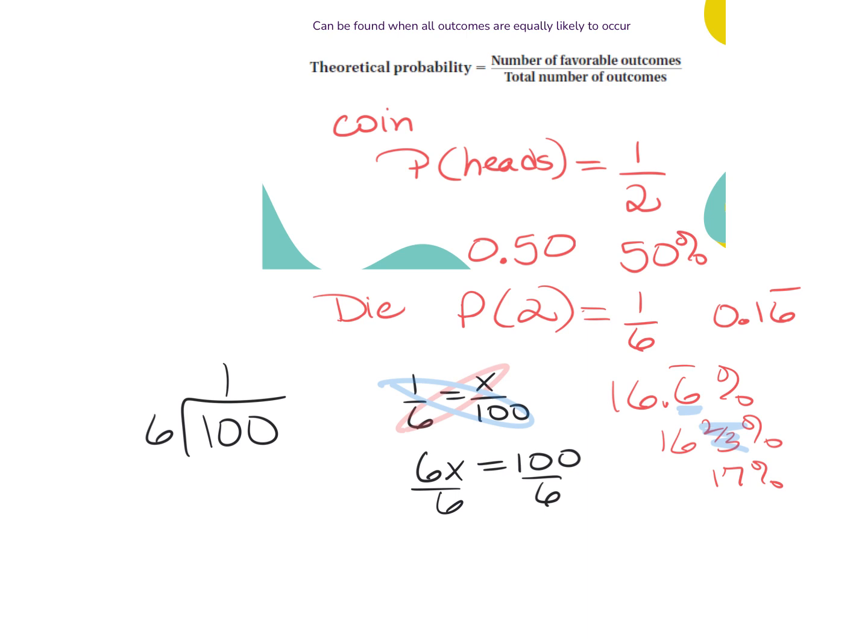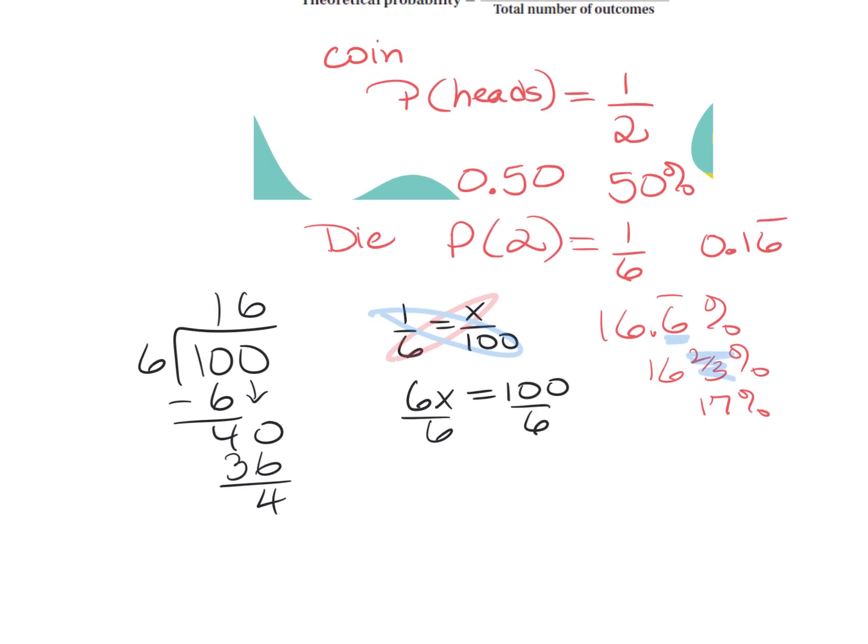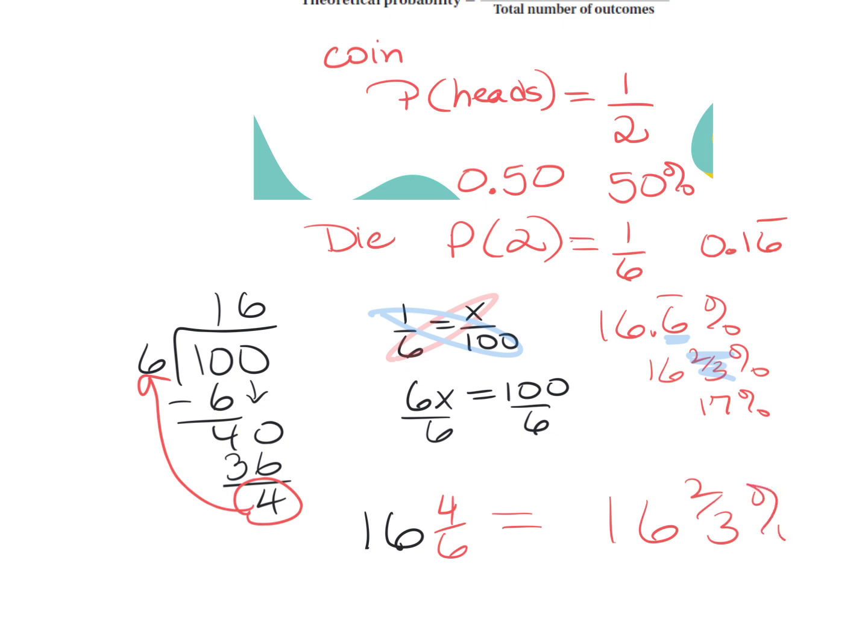6 goes into 10 once. Subtract, bring down the 0. 6 goes into 40 6 times. And then when I subtract, notice it starts to repeat. So then what you do is you take the whole number, the 16, you take this remainder and put it over your divisor. And then you get 16 and 4/6, which simplifies to 16 and 2/3. So if you ever have a repeating decimal, that's how they create the mixed number.